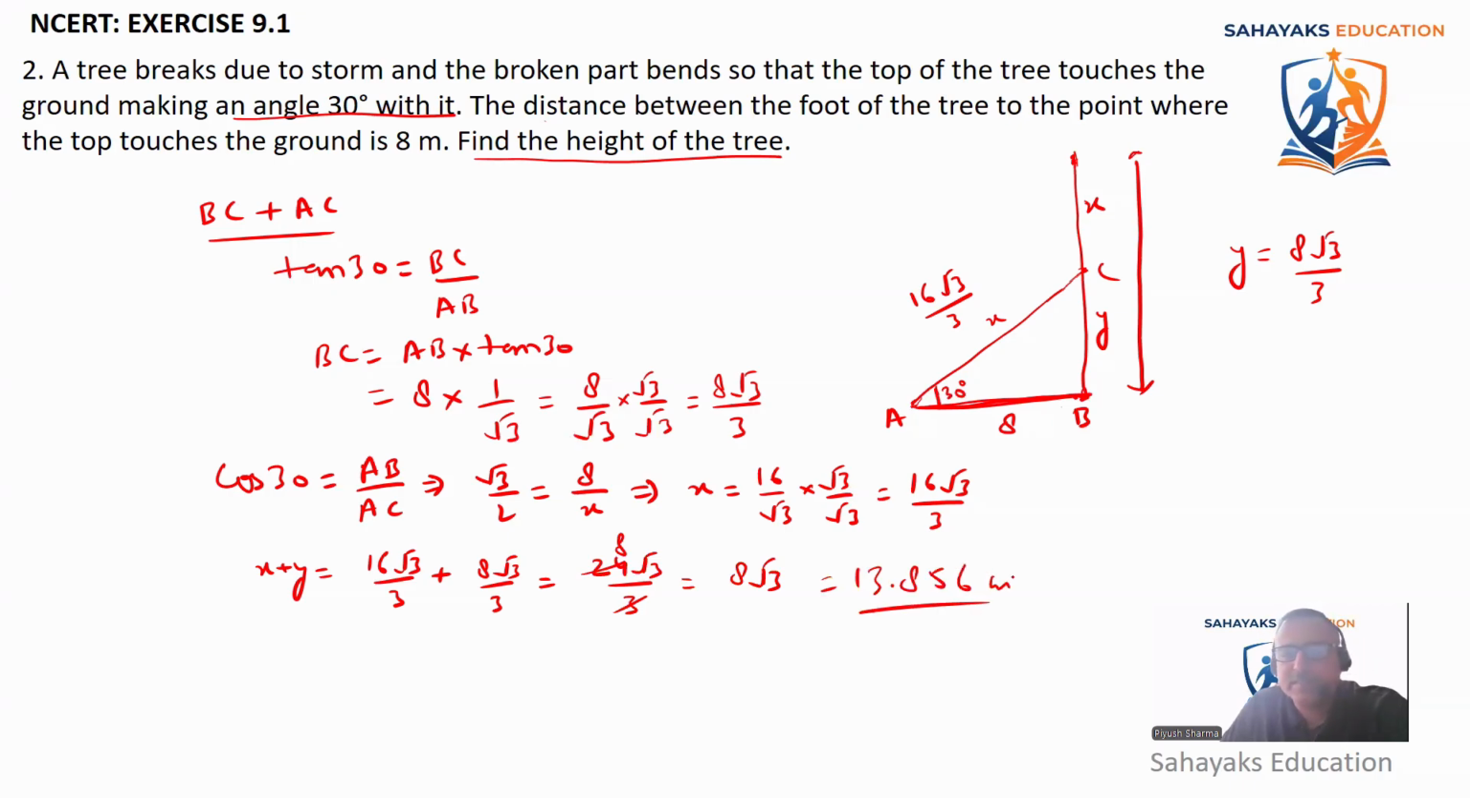13.856. So this was the height of the tree, 13.856 meters. Please remember computation and multiplications should be done at the very end. If you had multiplied here, it would have taken more time, and then we would have added it. But when we added first, we realized that certain things cut out, like 24 divided by 3, which comes as 8 root 3. So the calculation becomes a little smaller.